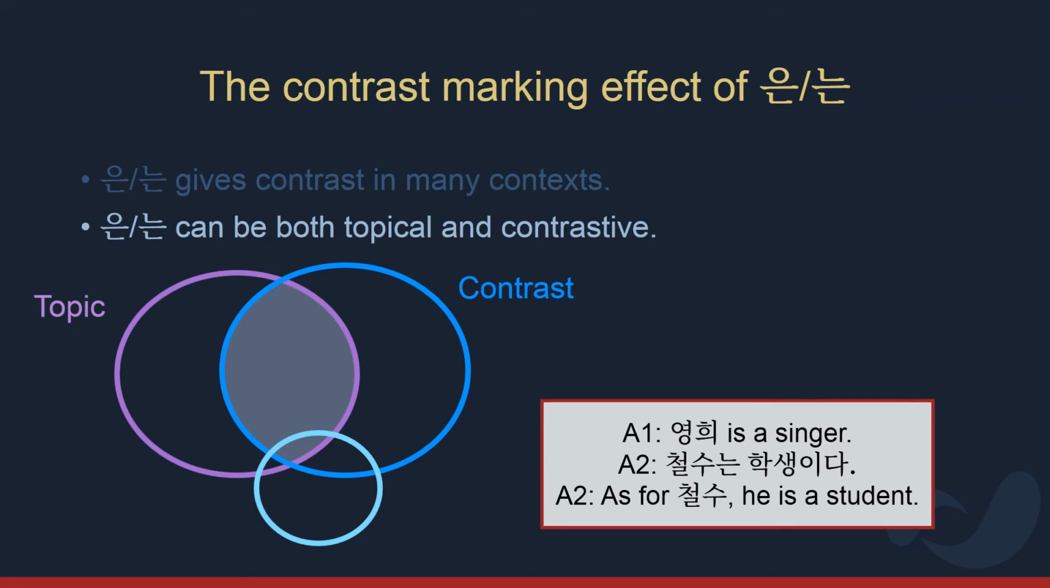This is how nun is frequently used for both topic and contrast effects. This is why some people call it a topic contrast particle. These are the two main effects of this particle, and they often go together. Some linguists argue that nun is in essence more of a contrast particle than a topic particle. They say nun is primarily a contrast marker, and the topic marking effect only arises when nun occurs in the topic position.